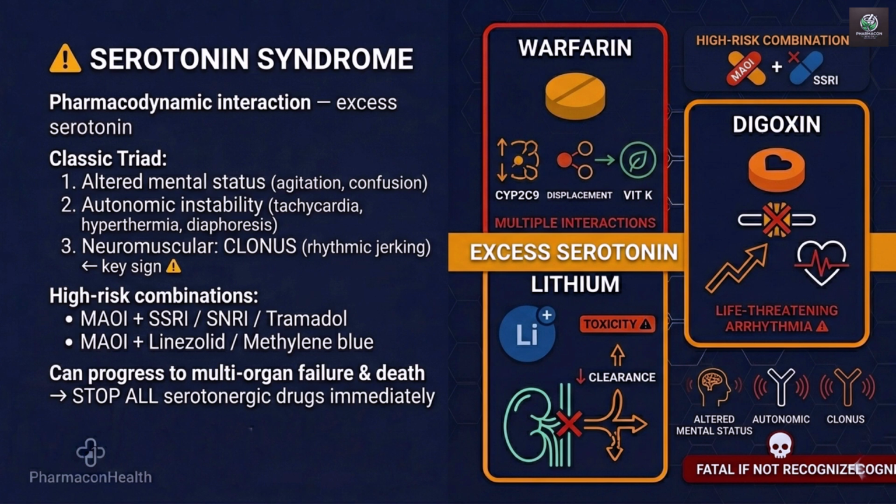The most dangerous combinations involve monoamine oxidase inhibitors, which prevent serotonin breakdown, combined with SSRIs, SNRIs, tramadol, linezolid, or methylene blue. Monoamine oxidase inhibitors combined with serotonergic drugs such as sertraline or tramadol can precipitate serotonin syndrome. Serotonin syndrome can progress from mild agitation to multi-organ failure and death within hours. Recognition and immediate drug discontinuation are life-saving.